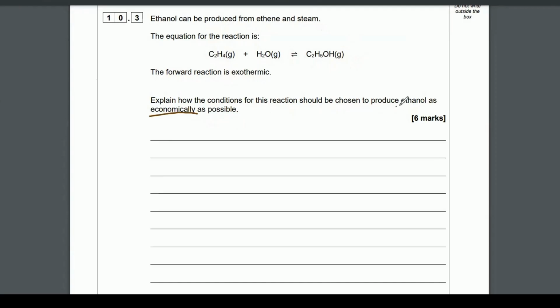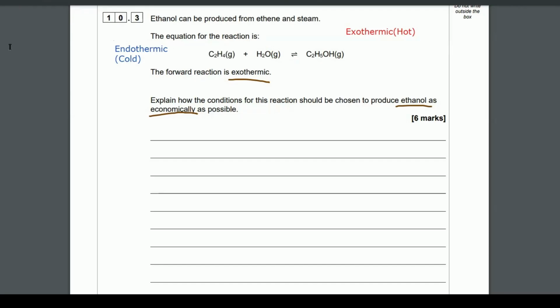So we need to think about economics. We need to think about yield, how we can get the highest yield. Now we need to think of the information they've told us. It's exothermic, and I always think of those as hot reactions. You shouldn't really ever write hot in the exam in an answer, but I'm just putting it as a note here. Endothermic, I like to write in blue. Obviously, you can't do that in the exam, but endothermic are cold reactions.